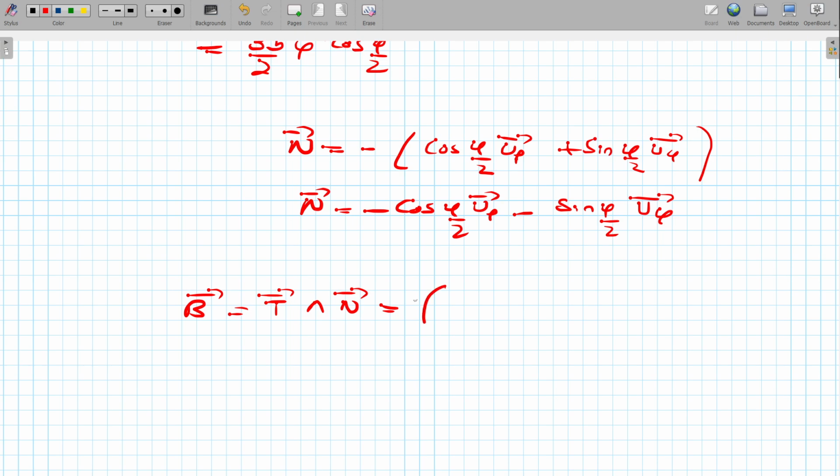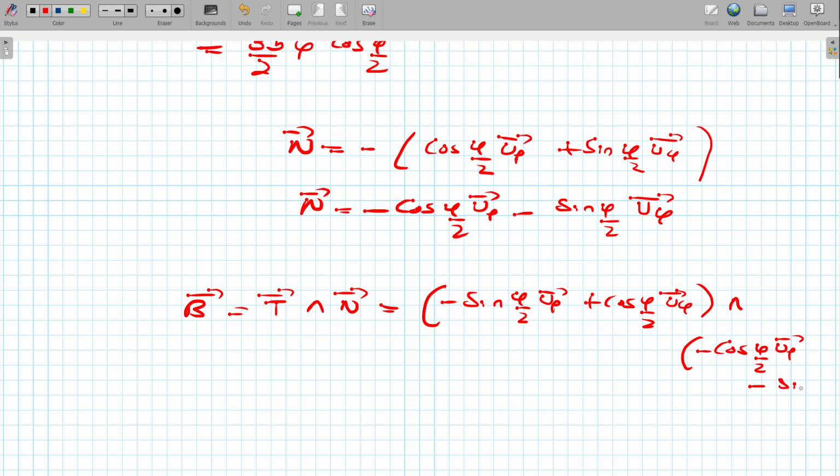What is the expression for t? The expression for t is minus sine phi divided by 2 u_r plus cosine phi divided by 2 u_phi, like so, vectorial product with n, minus cosine phi divided by 2 u_r. Because I'm running out of space here, I'm just going to continue writing things down. So minus sine phi divided by 2, maybe a little bit of space here.